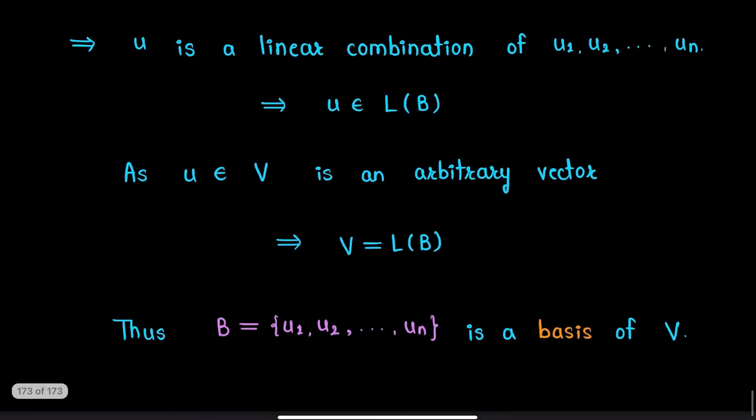Now as u is any arbitrary vector in vector space V, we can conclude that vector space V is equal to the linear span of the set B, and therefore the set B consisting of n linearly independent vectors u1, u2 up to un becomes a basis of vector space V, and this proves our result.